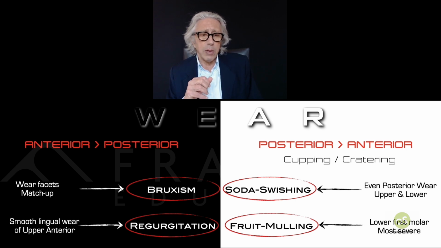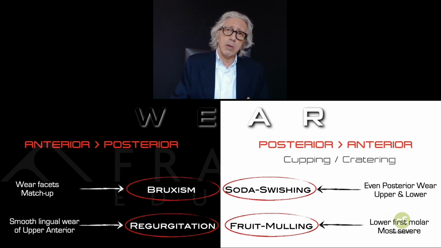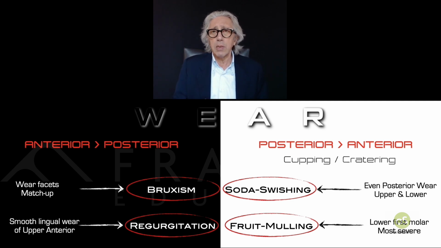So just to repeat where you can find the wear, anterior more than posterior, in two cases. One, when you have a wear facet match-up with the bruxism activity. It means that you have the edge to edge that are really matching up both of them. And that is the bruxism activity. Then you have a situation in which you have a smooth lingual wear on the upper anterior, that becomes from the molar and then to the bicuspid. That is very classic of regurgitation. Upper, but also sometimes the lower.